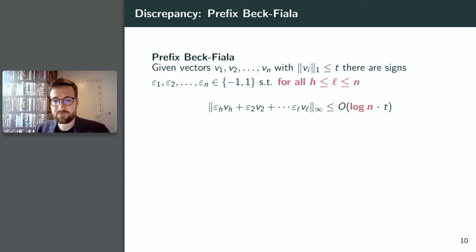And here the input is the same, but you want something stronger. You want to find signs so that not only the signed sum of all the vectors is small in every dimension, but if you take any interval of vectors, so the vectors are ordered and you take some h smaller than L, and you take the signed sum of vectors only between h and L, then you want also a good bound here. And the important thing here really is that you want to find one coloring or one set of signs that is good for all intervals simultaneously.